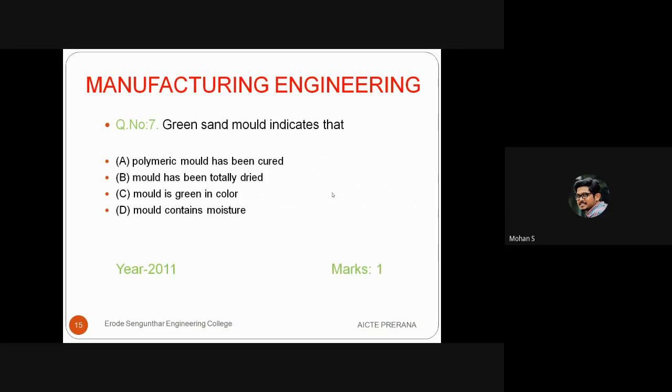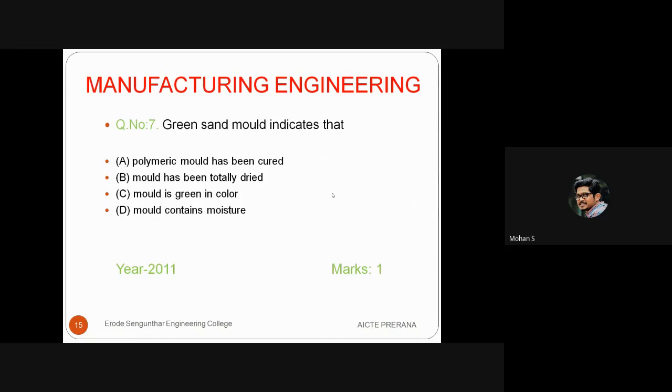So next, option C is mold is green in color. It is totally unmatchable. Then option D is mold contains moisture. So this might be the right answer. When the sand contains moisture, we will call it green sand. And when the moisture is removed from the sand, it is called dry sand. These are the two sands which we are using in the metal casting process, especially for making the mold. So the answer should be that the mold contains moisture.